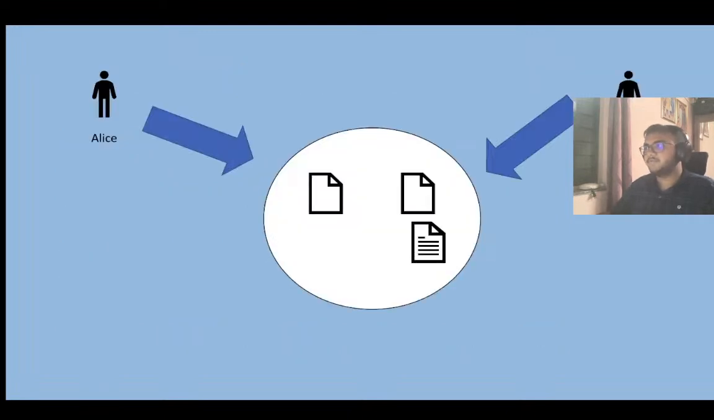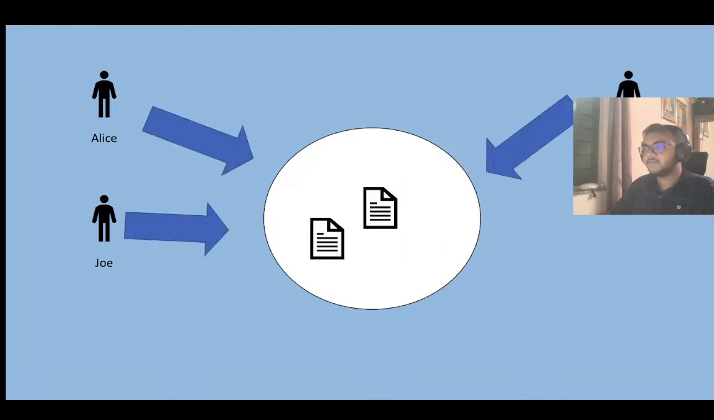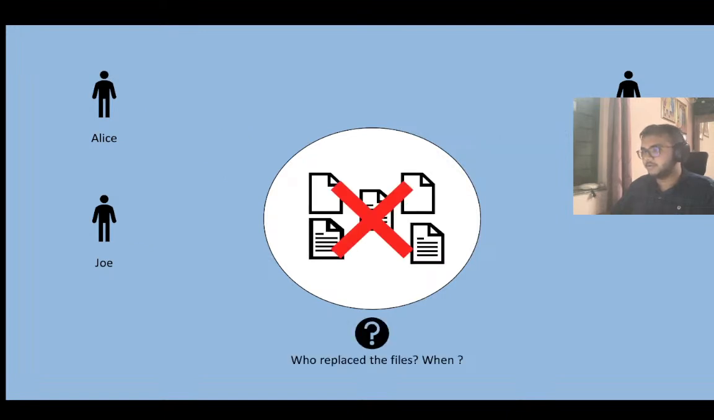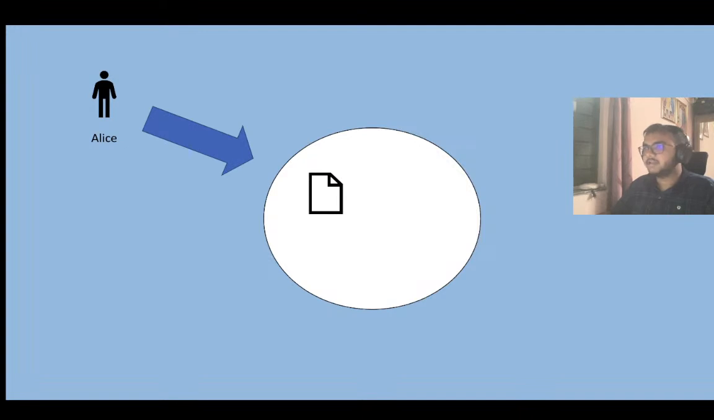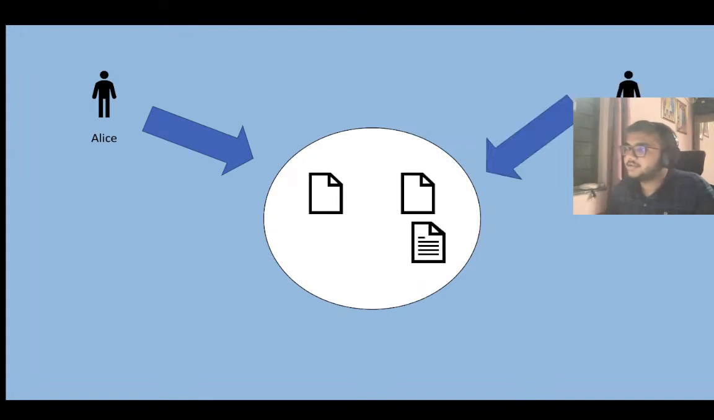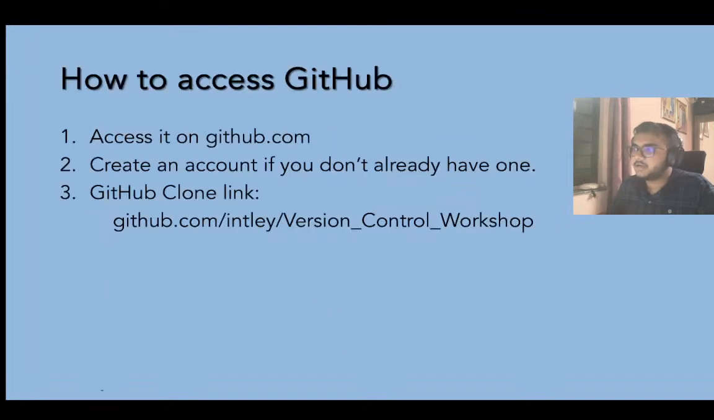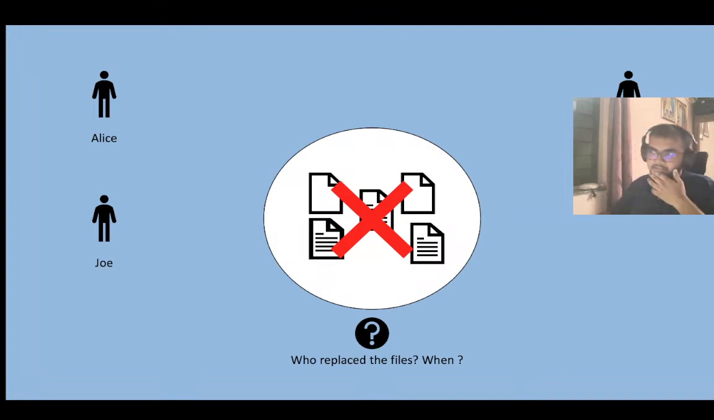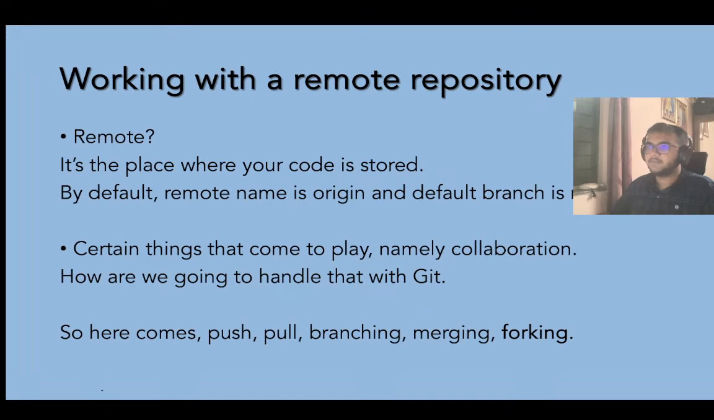So if I have three members, Alice, Joe, and Bob, and they are all working on a project together. As you can see, Alice had this file, and then Bob added this file and this PDF or document, whatever. And then Joe probably removed these three files and added his own two files, or he just added one file and removed the two files that were there. So how will we know who replaced the files, which files were replaced, and which files are there in the current repository? That's where we'll be using these commands, and that's where GitHub will come into play.